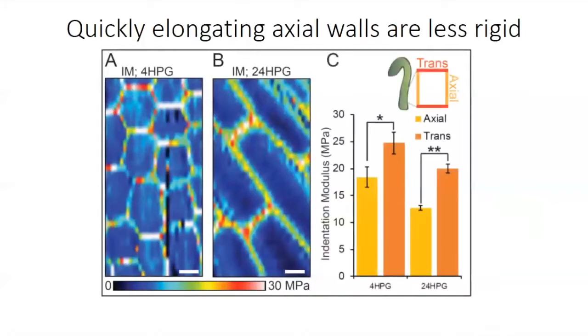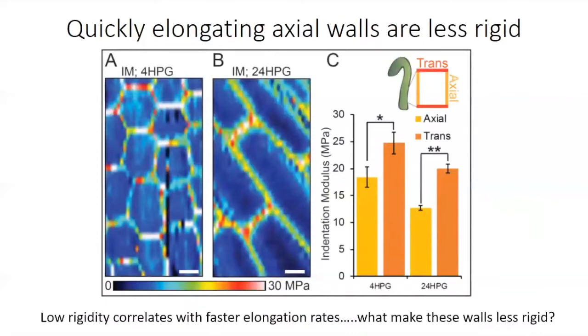And we've done some quantification of this as well, which is maybe a little bit more believable. So at 4 hours, we can see that there is a difference between the transverse and axial walls. The transverse walls are more stiff. You see everything gets a bit softer by 24 hours, which is what I showed you before, but you can still see that the ratio between slow and fast growing walls is maintained.